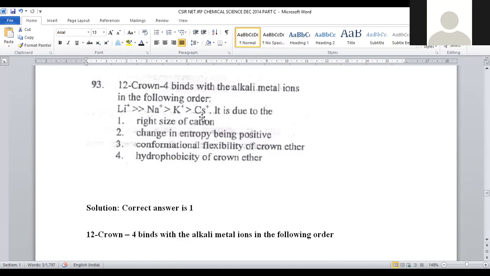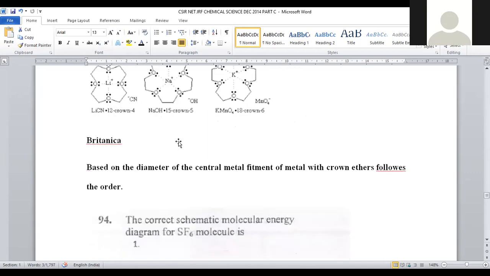This is mainly because the region available in this 12 crown will be suitable for the fixation of lithium rather than sodium, potassium, or cesium, because as we descend the group, the size of the metal gradually increases. That will not fit in there. So here is the order which is provided.